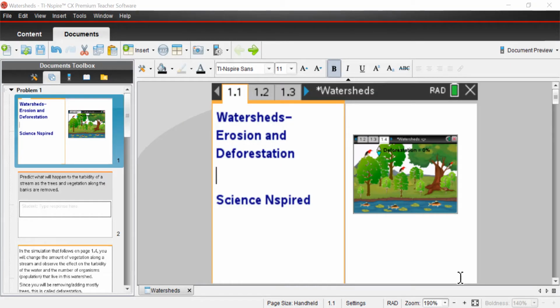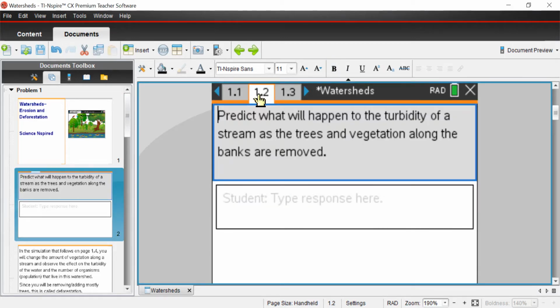Okay, let's get started. So I've opened up the file Watersheds within the software. This is again the TI-Nspire CX Premium software, and the file is titled Watersheds. So you can find that under Earth Science on scienceinspire.com. And basically, we're just going to go page to page. There's a really nice simulation we're going to explore, and then we're going to talk about some questions, ask some questions, and explore some answers as a result of the interaction from the simulation.